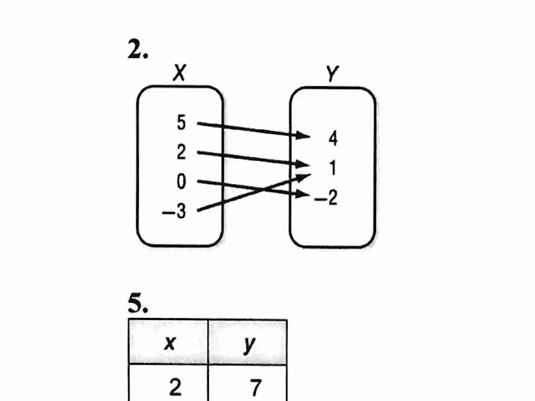Now think about this one. We're talking about the machine. You plug in one number, you get out one answer. You plug in one number, you get out one answer. You plug in a number, get out one answer. You never plug in the same number twice and get out different answers, do you? Right? So this one, it passes. It is a function. It is a machine.